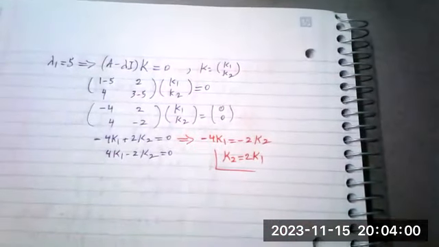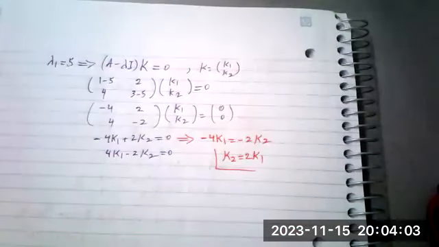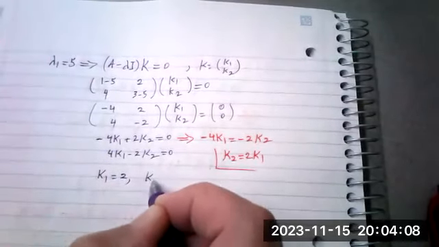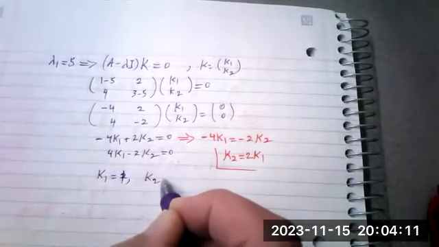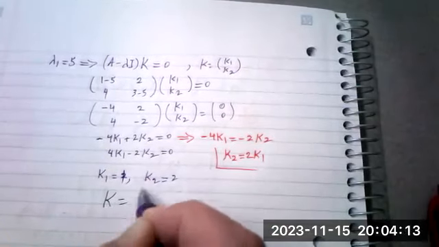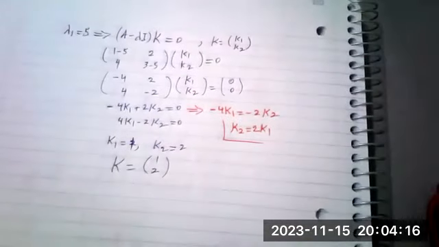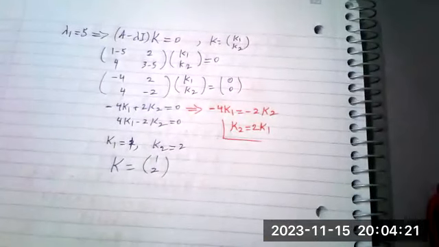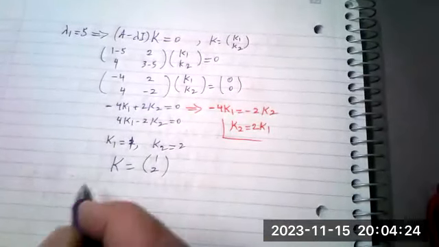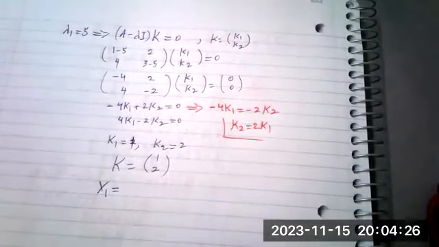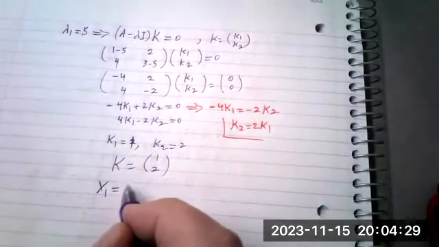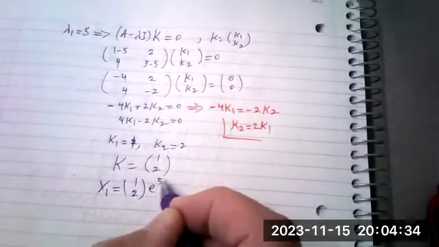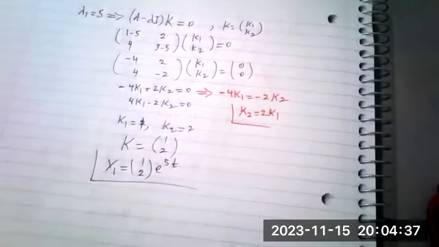It's a relationship between these two. You can use any number you like. So for example, use K1 equal to 1, then K2 will be equal to 2. So the corresponding vector is 1 and 2. It's not the unit vector, you know that. You can have many. So that would be the first part. That gives you one solution. You can call it X1. So X1 is going to be 1, 2, e to the 5t. That is the first one.